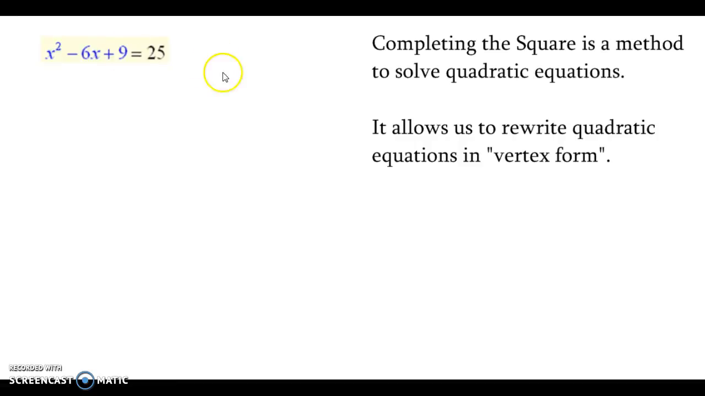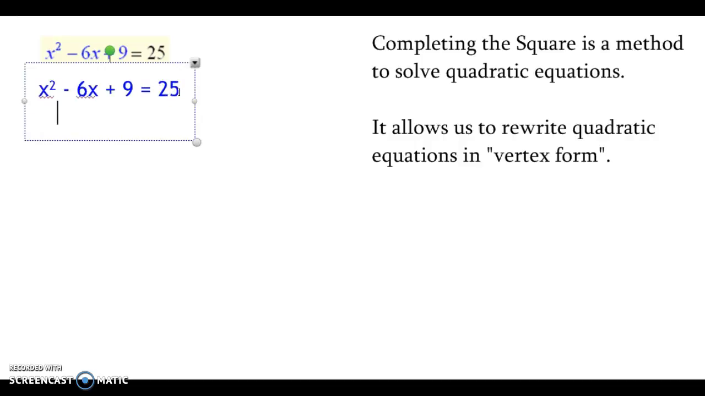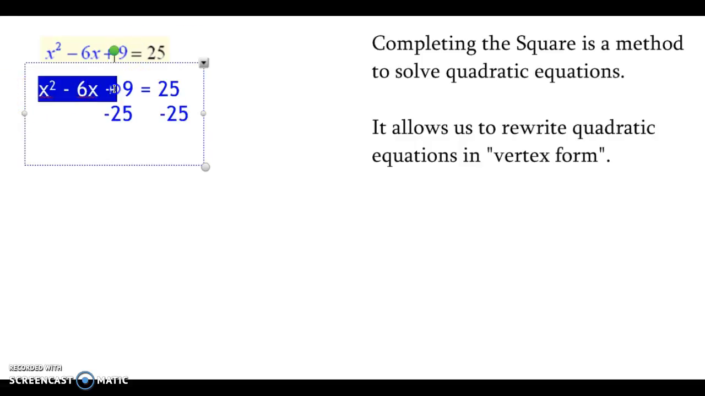So I'm looking at this quadratic. It's not solved for 0 yet, so the first thing I'm going to do is solve it for 0, and then I'm going to show you the method for completing the square. So now I have rewritten the quadratic equation. I'm going to solve for 0. In other words, I'm going to subtract 25 from both sides. I'll show that here. And the next step I get is x squared minus 6x and then minus 16.